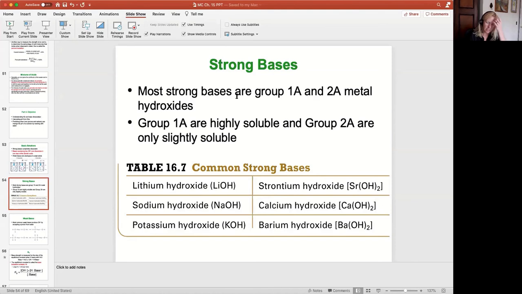Okay, so here you see that there are a few strong bases. Just like there were 6 strong acids, there are 6 common strong bases. These are some of the group 1A metals and hydroxide and some of the group 2A metals and hydroxides.